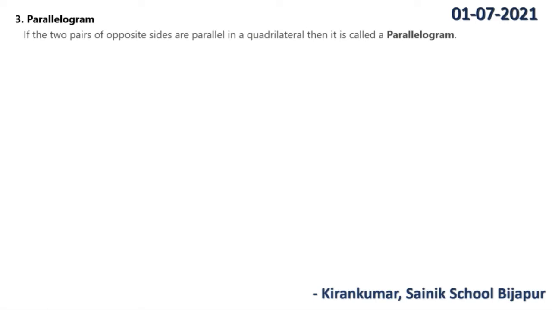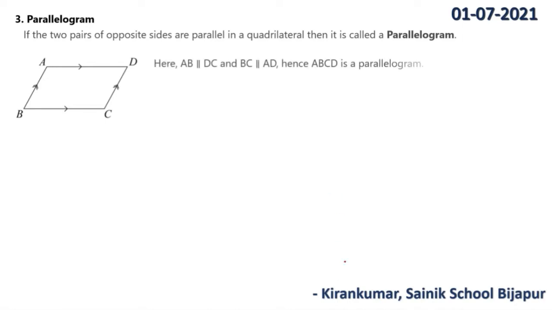If two pairs of opposite sides are parallel in a quadrilateral, then it is called a parallelogram. Look at this parallelogram ABCD. In this parallelogram ABCD, we have the side AB, which is parallel to the side DC. The side BC is parallel to the side AD. We should know the elements of a parallelogram. Some terms related to the parallelogram, I am taking ABCD.